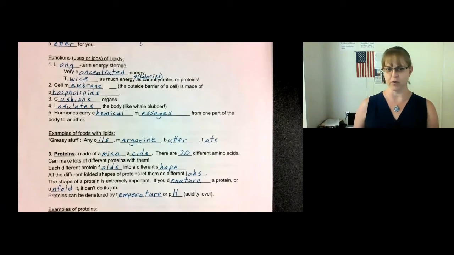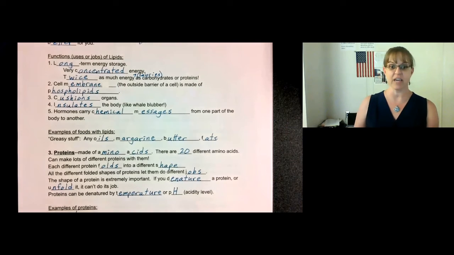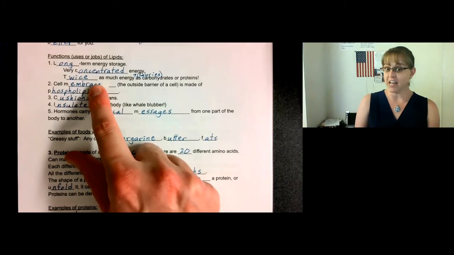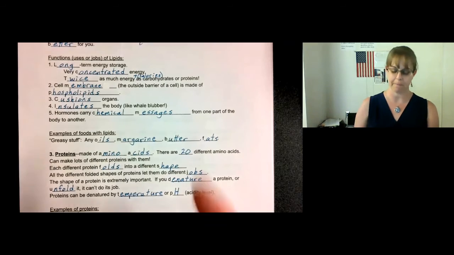So, what is fat used for in the body? Or lipids? Because all fats are lipids, but not all lipids are fats. So, fat is a category of lipid. And lipids are used for long term energy storage, just like your body does store energy as fat. If you don't use that energy quickly by using up your carbohydrates, then your body will turn it into fat and store it. And that's very concentrated energy. As we've already said, it's got twice as much energy, twice as many calories as carbohydrates or proteins.